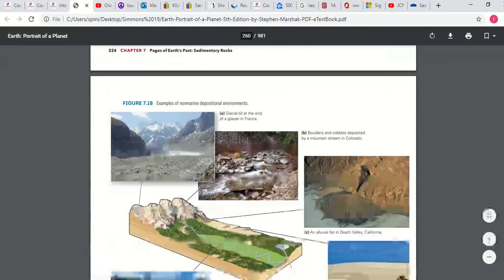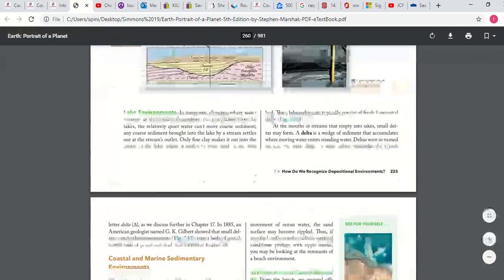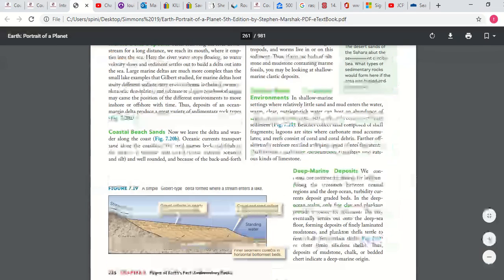And that would also make a great test question to ask you about rocks. Have you look at the sediments and see if you can tell what sort of environments they may have come from.